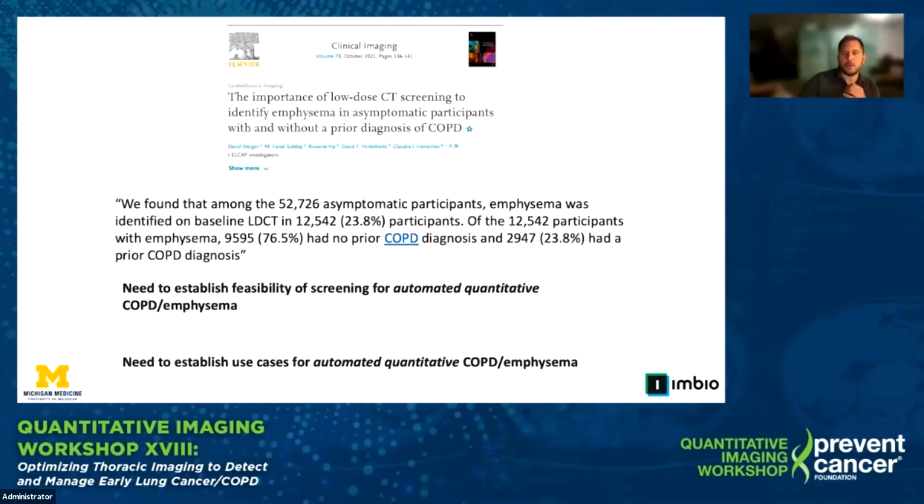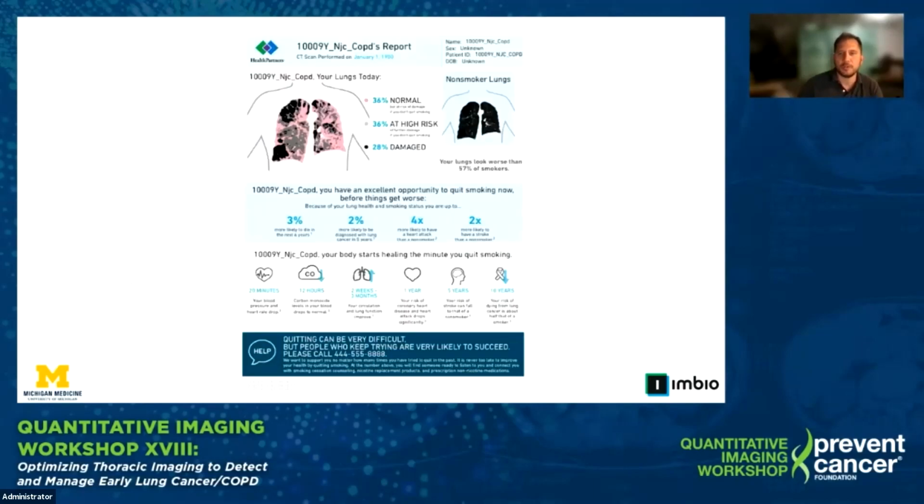Now we need to establish that quantitative assessment can be used to screen for COPD. To do this, we need to standardize how we measure emphysema quantitatively in a lung cancer screening setting, and we need concrete examples of how screening for COPD can add value to lung cancer screening programs. One example use case is to use quantitative imaging to aid in smoking cessation. We developed this report as part of a smoking cessation clinical trial in collaboration with the University of Michigan, University of Minnesota, and HealthPartners.